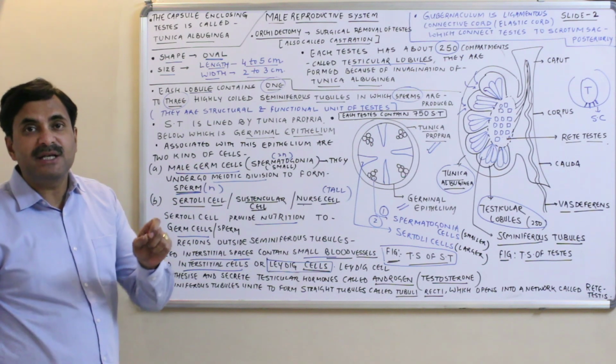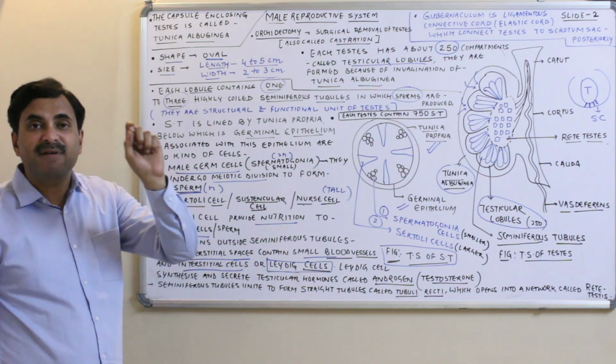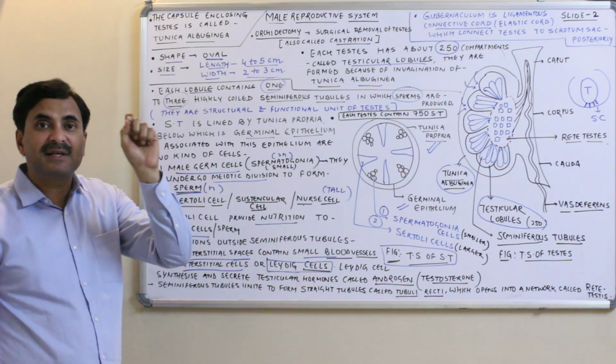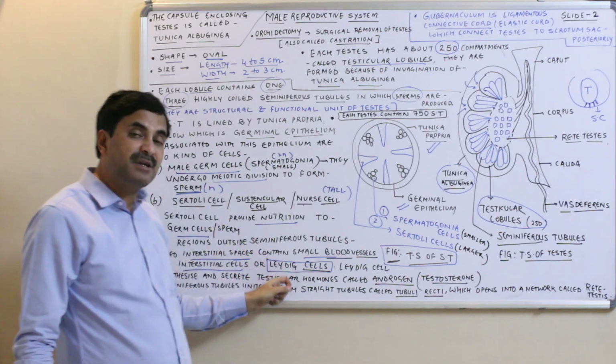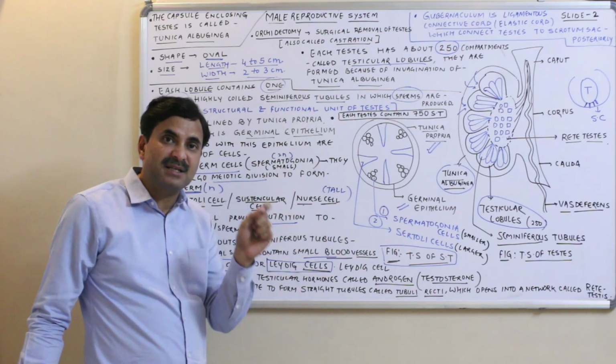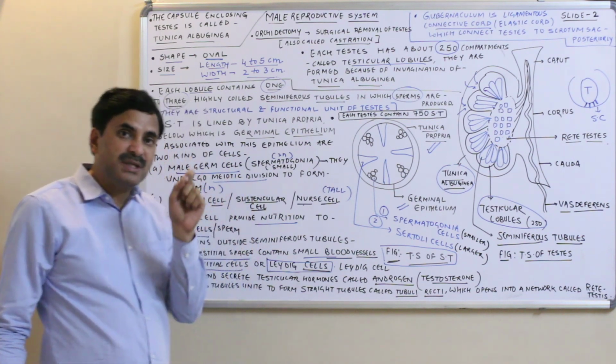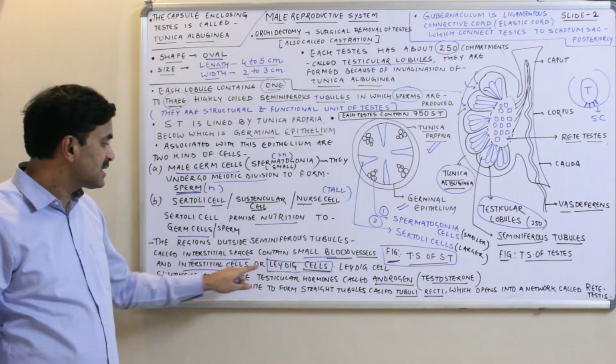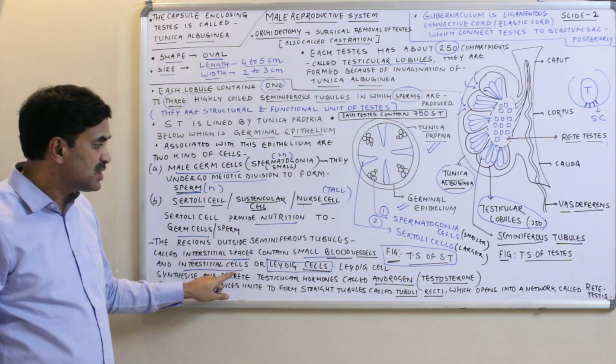These interstitial cells are popularly called Leydig cells, right? What is the meaning of Leydig cell? Nothing. There was a scientist named Leydig who first discovered them, and hence the cells are called Leydig cells. Otherwise they are called interstitial cells.